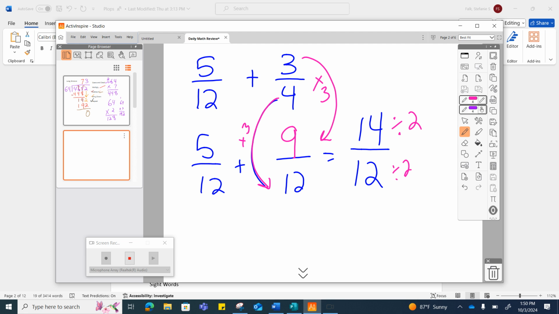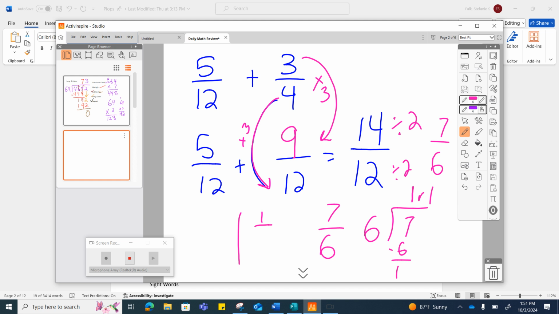14 divided by 2 is 7. And what is 12 divided by 2? 6. Now I can turn 7/6 into a mixed number by saying 6 goes into 7 one time, and there is 1 remainder. So it is 1 whole and 1/6. Okay? And then I think this next one is the last one.